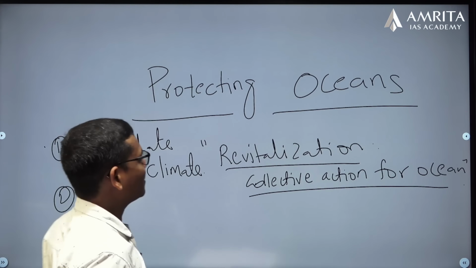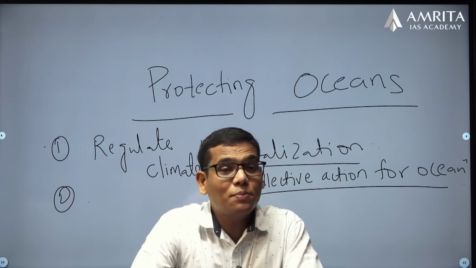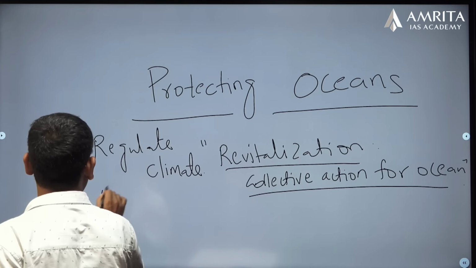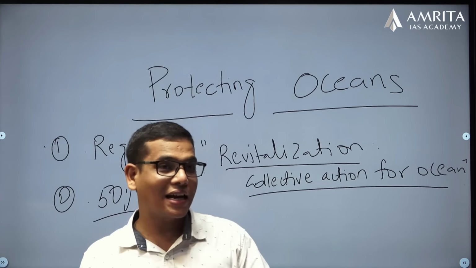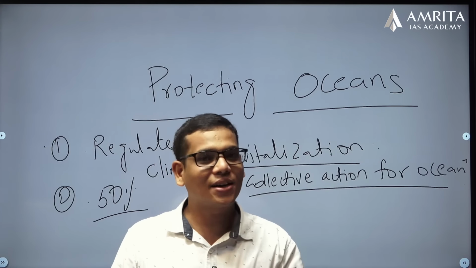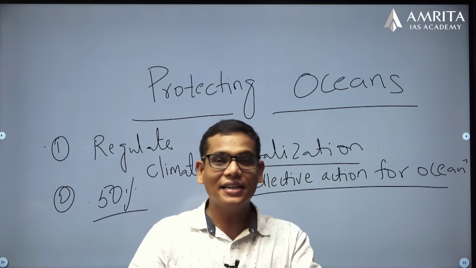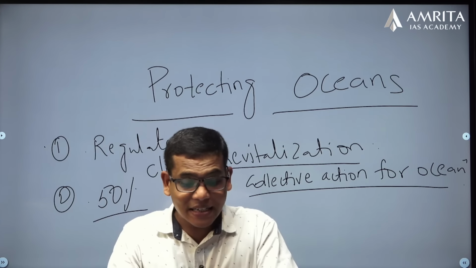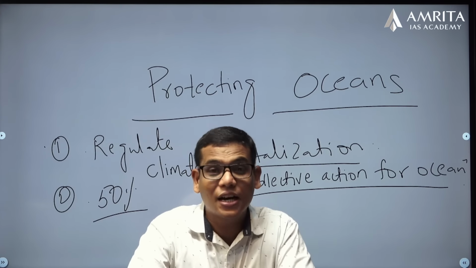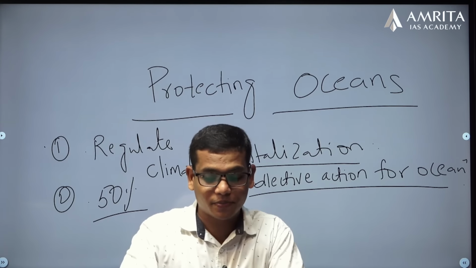So it is the ocean that regulates the climate first. The second important function of these oceans is that it produces at least 50% of the oxygen we breathe. Don't think that only forests and trees release oxygen. Even the plants inside the ocean release oxygen, and at least 50% of the planet's oxygen comes from the ocean.